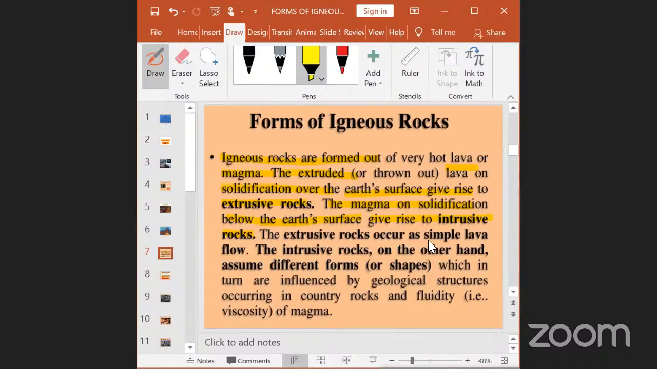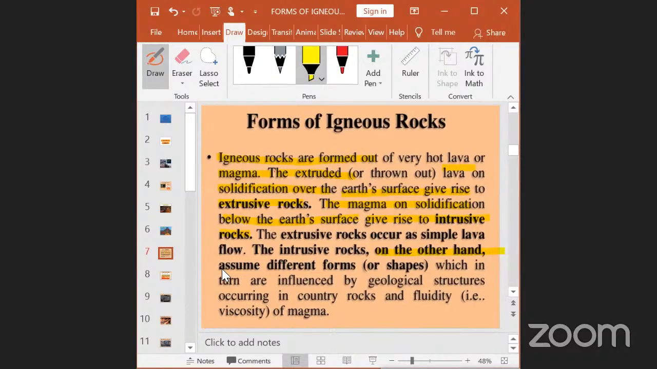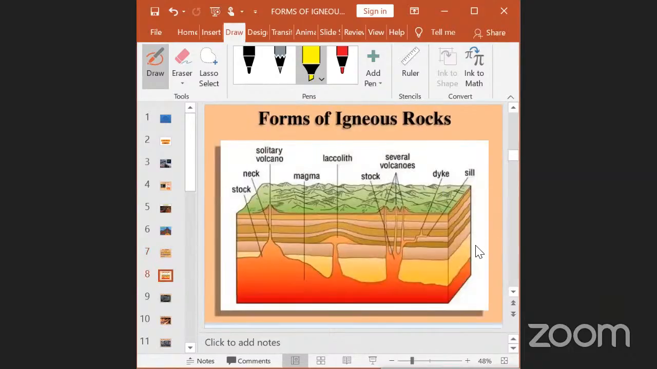The extrusive rocks occur as simple lava flow. The intrusive rocks, on the other hand, assume different forms or shapes, which in turn are influenced by geological structures occurring in country rocks and the fluidity of magma, right? Some of the bigger and angular fragments are called volcanic blocks or volcanic bombs. If they are somewhat rounded, they are known as volcanic bombs, right?